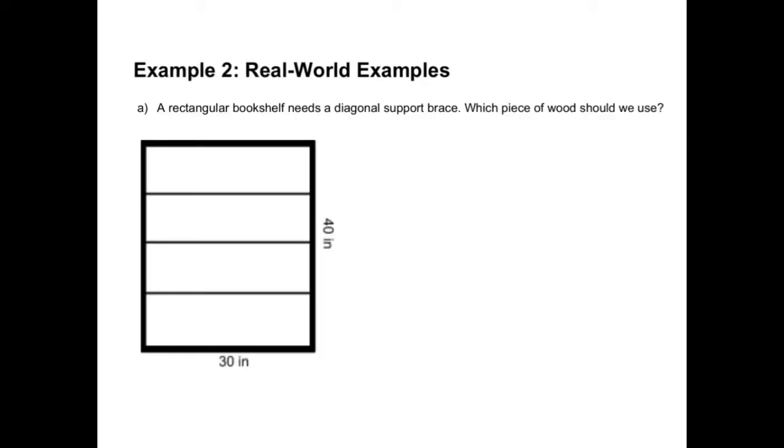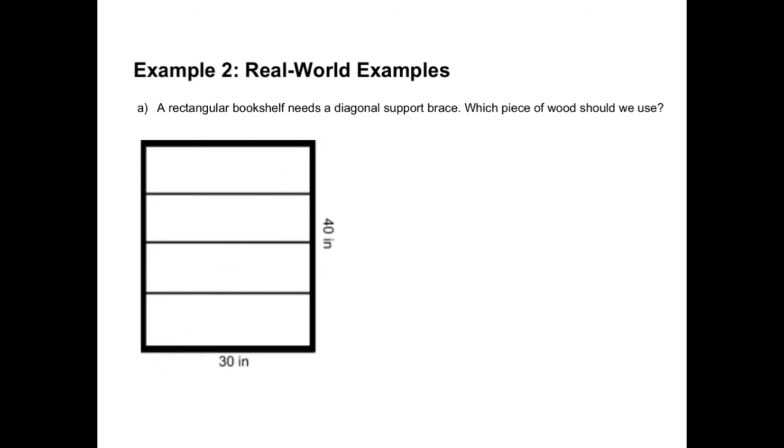Let's take a look at some real world examples. This one says that a rectangular bookshelf needs a diagonal support brace. Which piece of wood should be used? Now in this case, I'm pretty sure I was missing something that I didn't put in your notes. So when it asks which piece of wood we should use, we're just going to answer how long of a piece we need, because I didn't give you any choices. So let's solve for the diagonal support brace that we would need for this rectangular bookshelf.